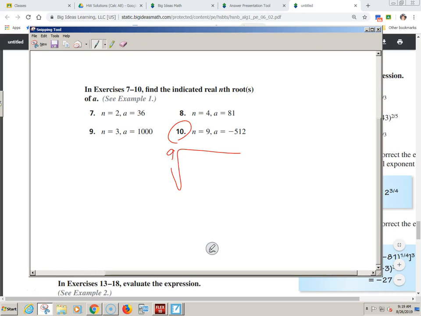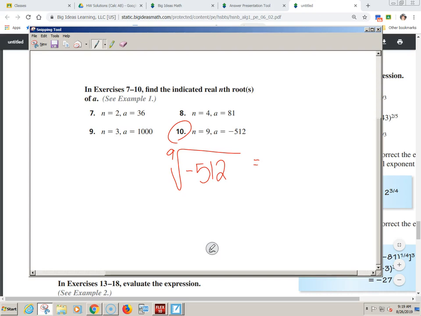The 9th root of negative 512. Okay. Now, even though some of you might have figured this out for homework, can we just admit something real quick? There are not many of us that could be like, oh, got that off the top of my head, here you go.